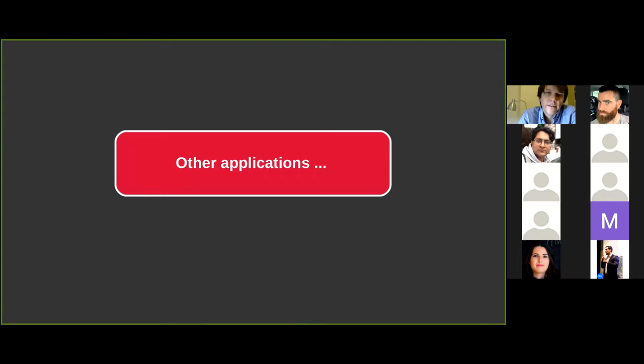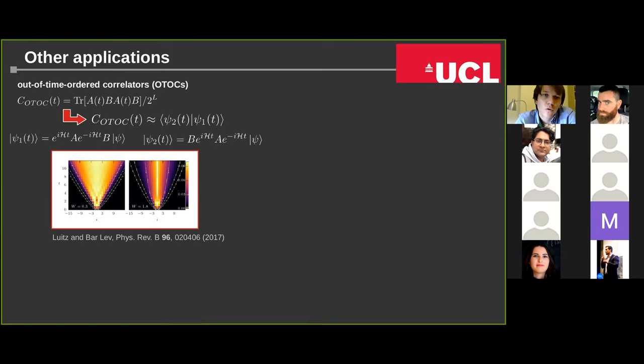Okay, so let me briefly mention some other nice applications of random states that I hope you might be interested in. One quantity that has become very popular over recent years is the out-of-time-ordered correlators. Instead of the 2-point correlation functions I showed you before, you now have four operators and two time arguments, well, at the same time, but it looks a bit more complicated than the 2-point correlation function I showed you before.